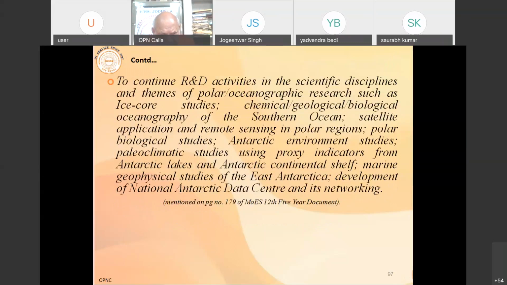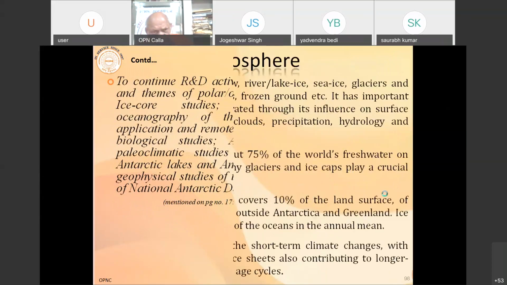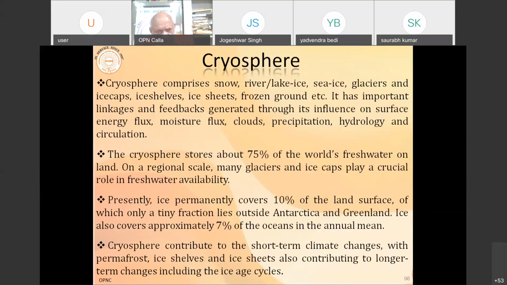Then using this one, we also study the Antarctic lakes, the Antarctic continent itself, many lakes, many geophysical studies of Antarctica, and development of the National Antarctica Data Center for networking. So these are the things given by MoES. But if we study the cryosphere, then the following things we have to do for Antarctica and the Arctic.